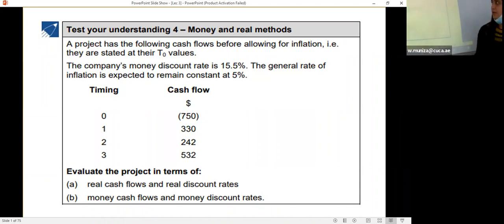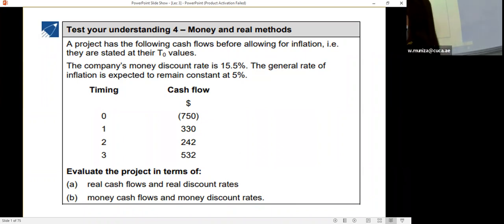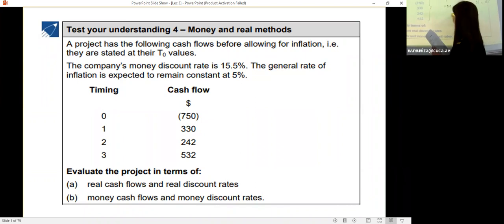So just tell me the discounting factor for 10%. For 10%, for year 0, it is going to remain 1. For year 1, it is 0.909. Please tell me if I don't make any mistake. For year 2, it is 0.826. For year 3, it is 0.751. Now convert them into the present values.